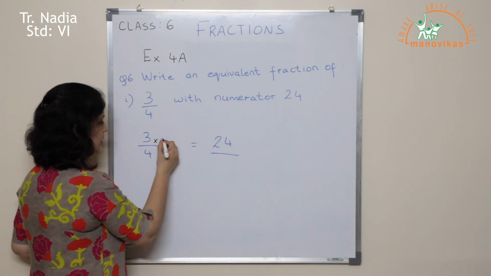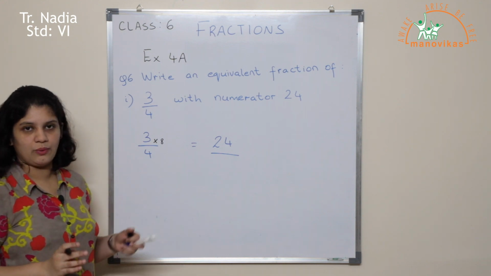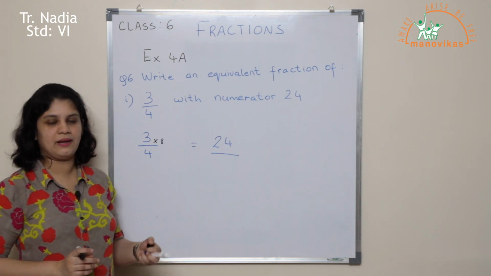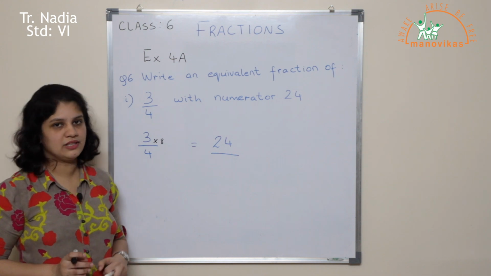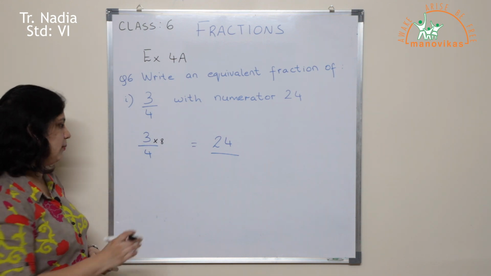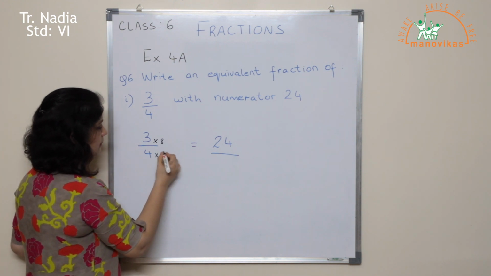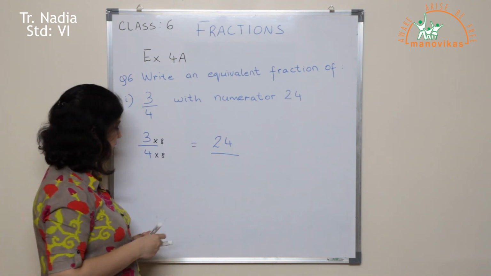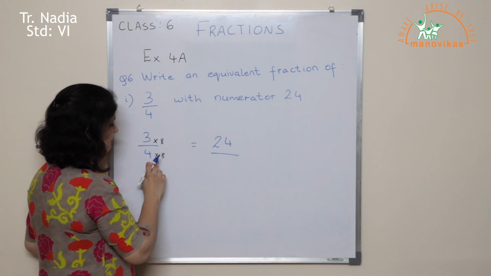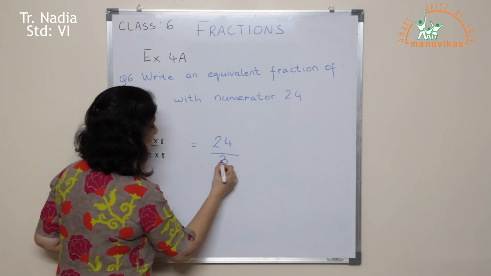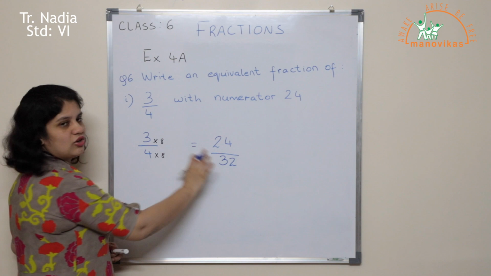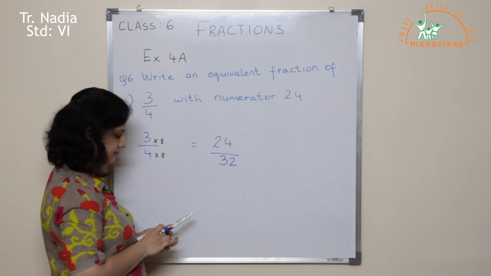It is 8. As per the rule for equivalent fractions, whatever you multiply in the numerator, the same digit has to be multiplied in the denominator. So if 8 is multiplied in the numerator, 8 is also multiplied in the denominator. So the new denominator will now be 4 multiplied by 8, 32. So this is your required fraction.